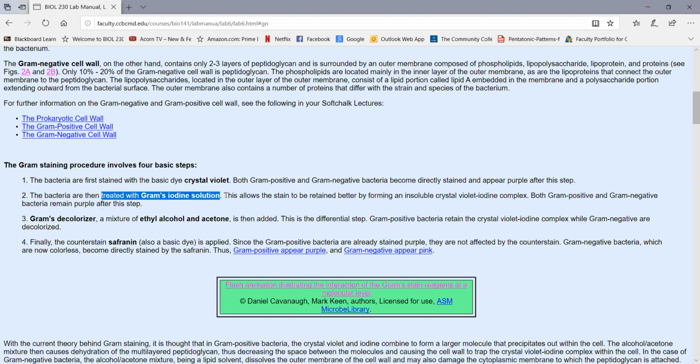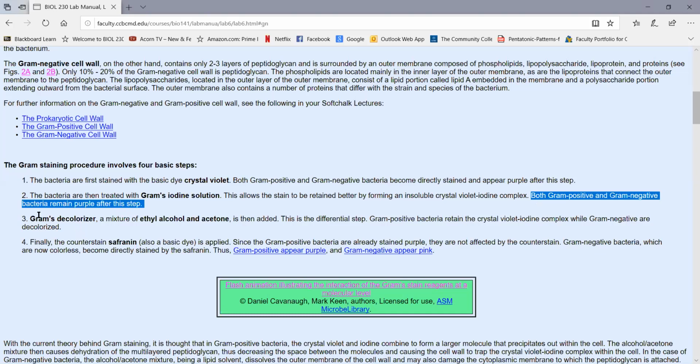And this allows the stain to be retained better in the bacteria because the crystal violet combines with the iodine to form an insoluble crystal violet iodine complex. And that tends to be held within the cell better. After step 2, both gram-positive and gram-negative bacteria still remain purple.